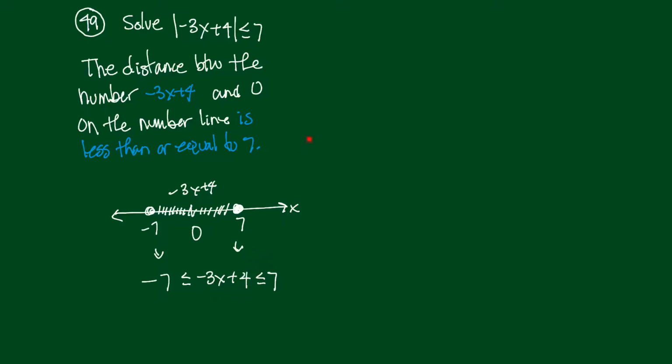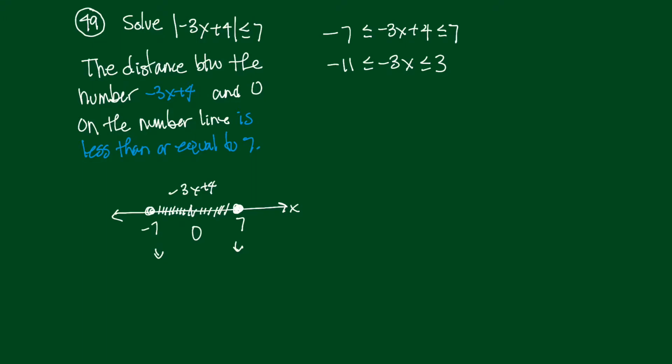Now, I will do that up here. So let me just get a little bit more room. I'm going to take that inequality up here and solve it. Now, let's subtract 4. So if we subtract 4, we're at negative 7 minus 4 is negative 11, less than or equal to negative 3x, less than or equal to, and 7 minus 4 is a 3. And now, let's divide by that negative 3.